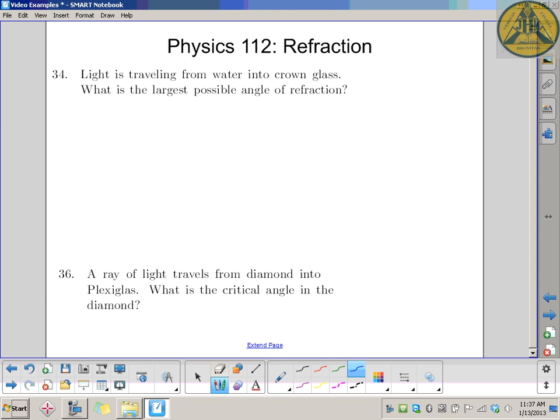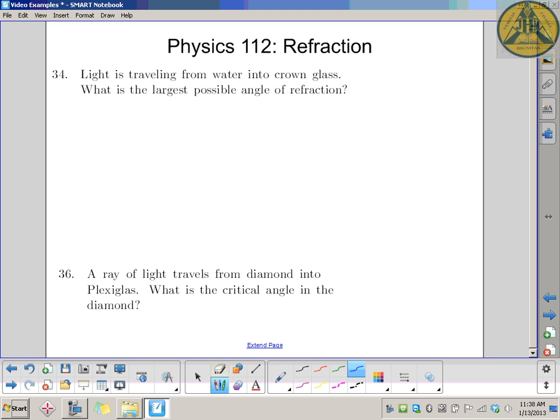Okay, and so another couple of questions here for refraction from your physics worksheets. It's questions 34 and 36. One of these questions asks what the largest possible angle of refraction is, and the second one, 36, asks about critical angle. And they're both fairly quick to figure out, so I'm going to do 2 in 1 here.